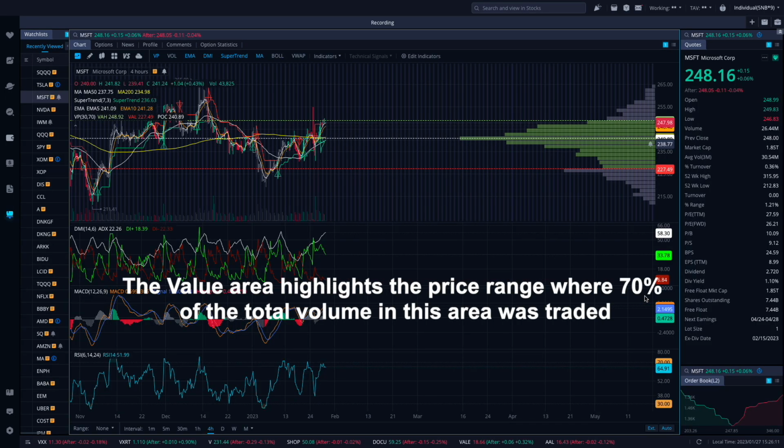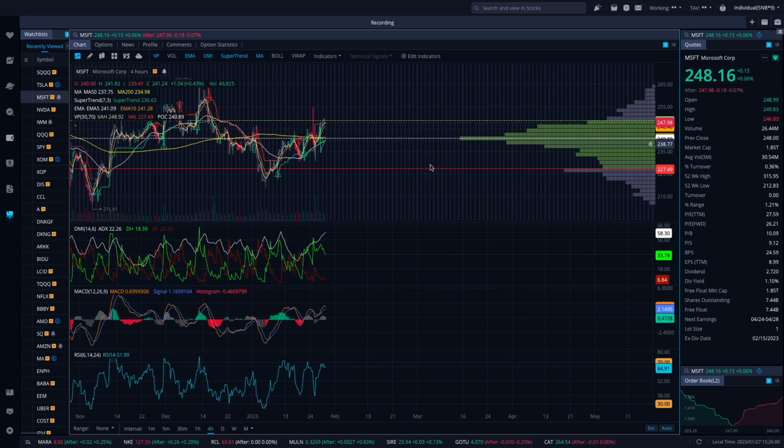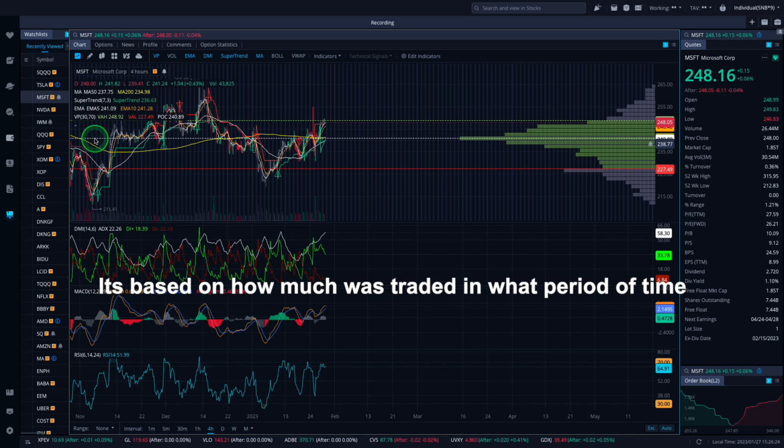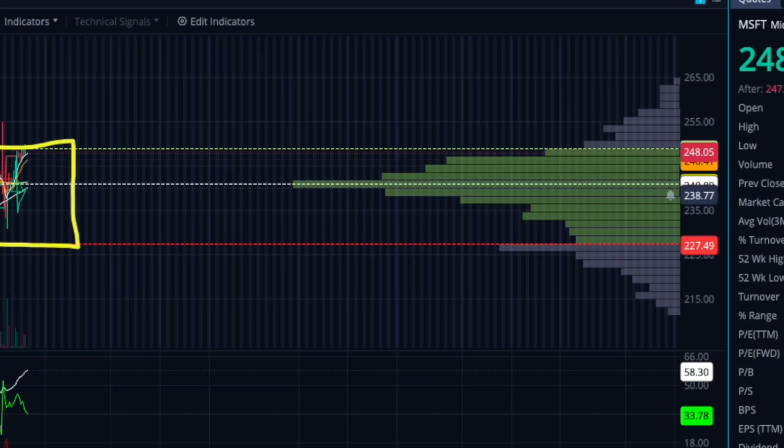Now, the value area basically highlights the price range where 70% of the total volume in this area was traded. Here, when you're looking in Webull, we can see that this area is going to change anytime we zoom in, zoom out, or we change to look at a different time frame, because it's based on how much was traded in that time period. It's best to have this highlighted in a loud, easy to spot color. I like to have mine bright green.